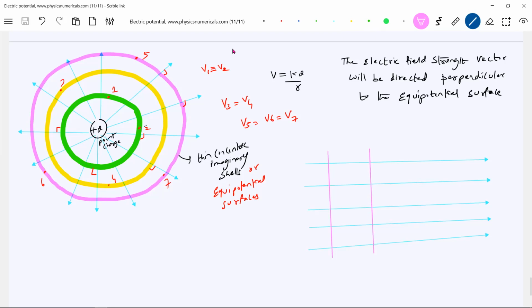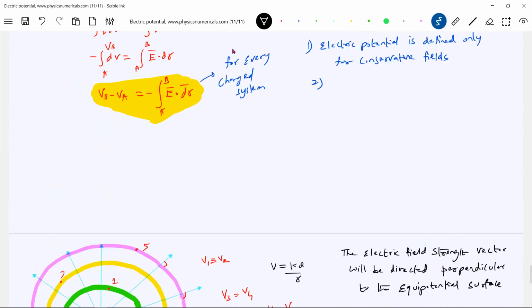What are these pink vertical lines? They are the equipotential surfaces here, or lines, whatever you want to call them. And regarding their potentials, can we say anything? 1, 2, 3, 4. Definitely, I can say that V1 is greater than V2 greater than V3 greater than V4. Any reason for that? The electric field vector will always be directed from higher to lower potential.